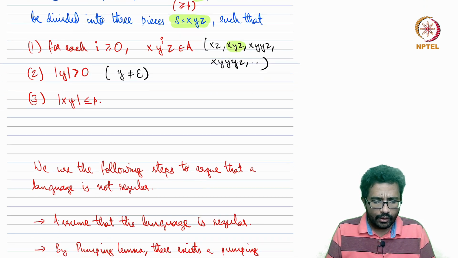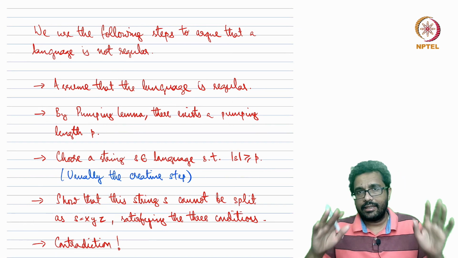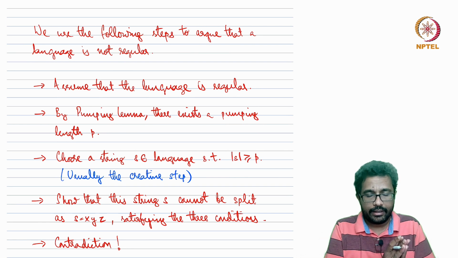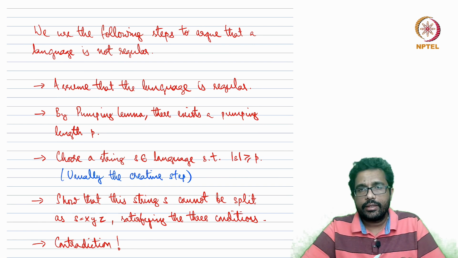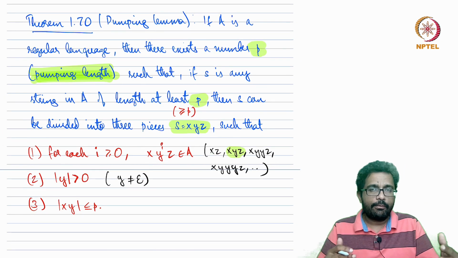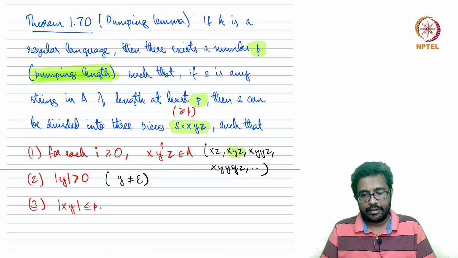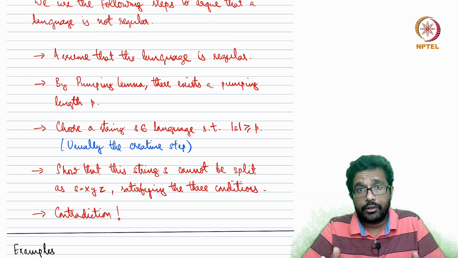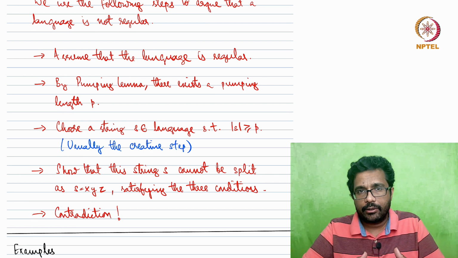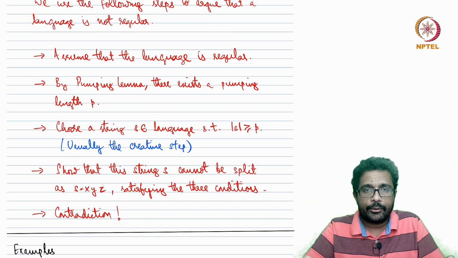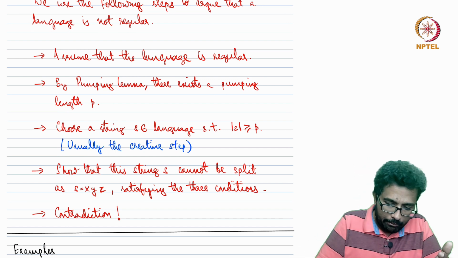So usually this is the sequence of things that you do when you want to show that a language is not regular. The pumping lemma says that if the language is regular, it meets these conditions. Suppose you are given a language and you want to show that it is not regular. So you assume that the language is regular, and because you assume that, the pumping lemma implies that there is a pumping length. Let's call that pumping length P.